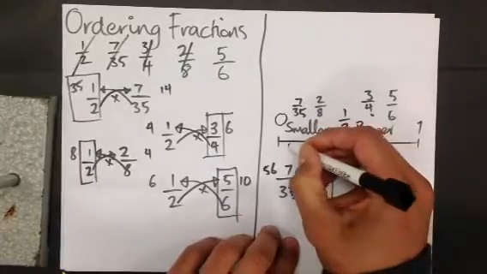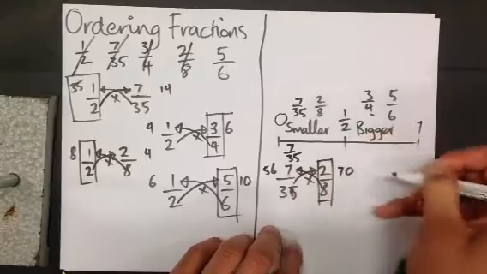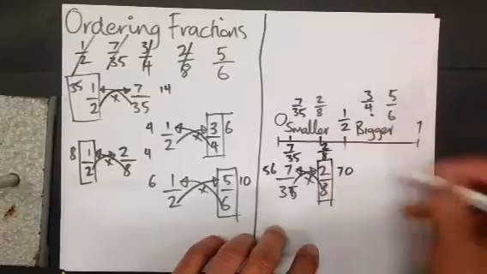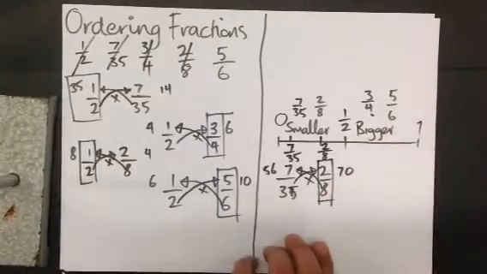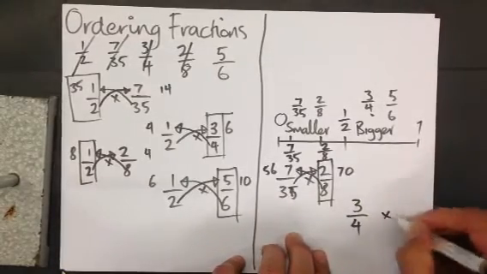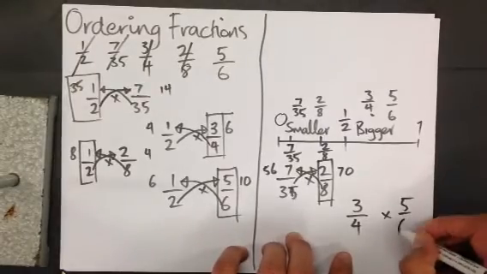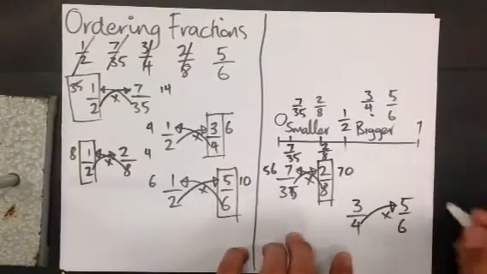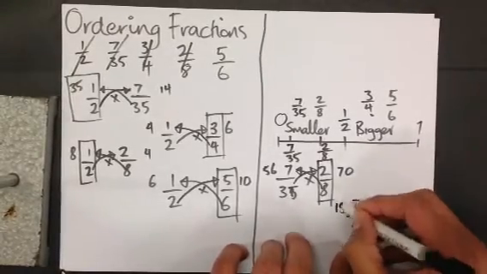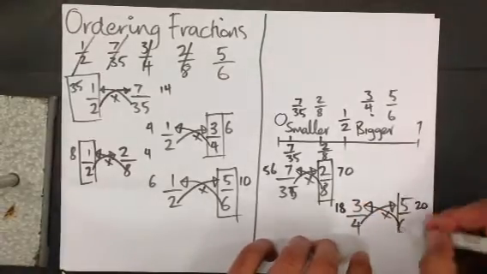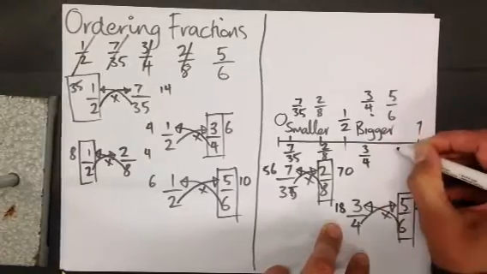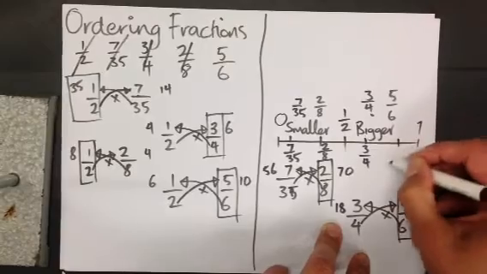So I can now put these in order. 7/35 goes here, and 2/8 goes here. Now I'm looking at the fractions that were bigger than 1/2. So 3/4 and 5/6, multiplying them out: 4 times 5 is 20, 6 times 3 is 18. So I know that 5/6 is bigger than 3/4, so I can just put those in order around about where they go.